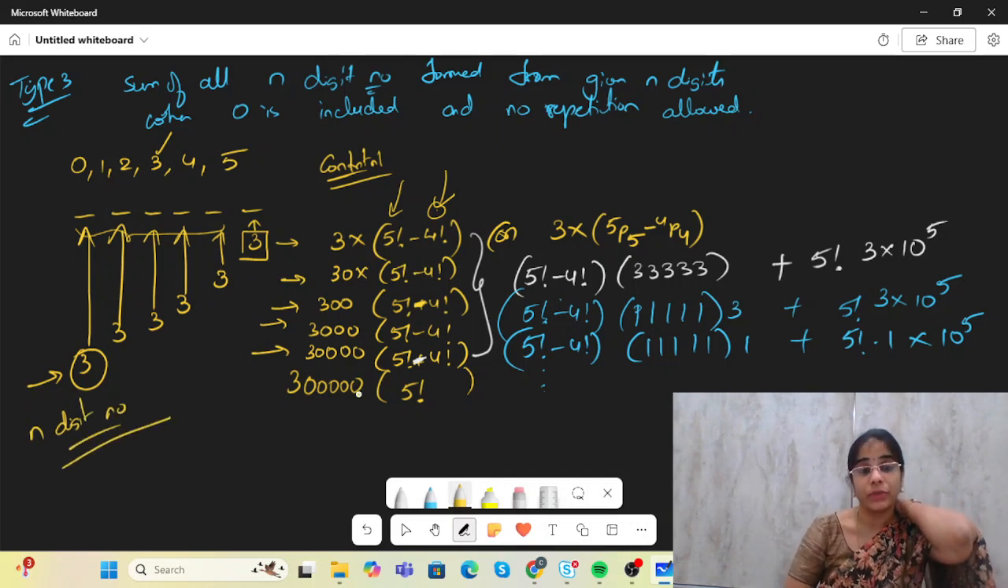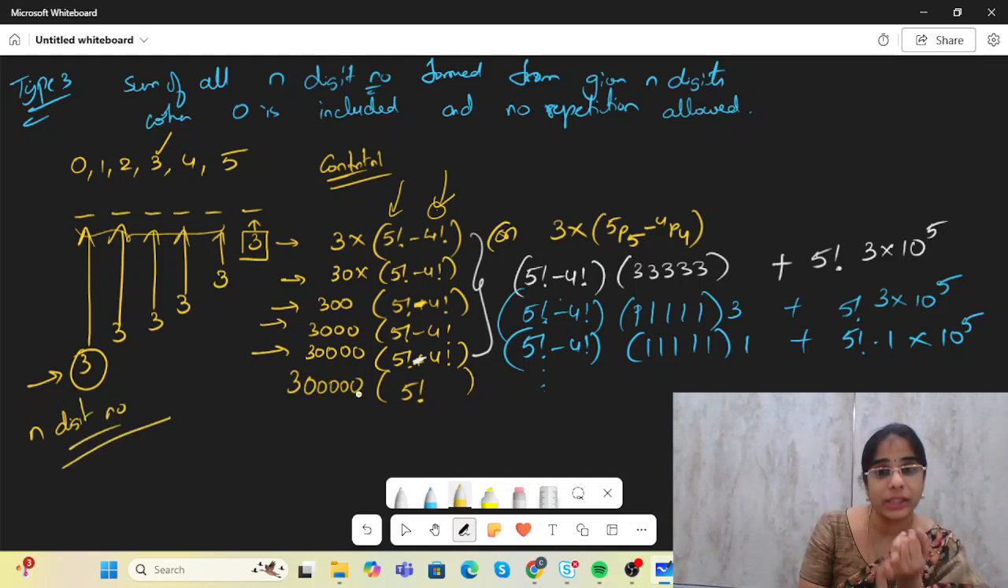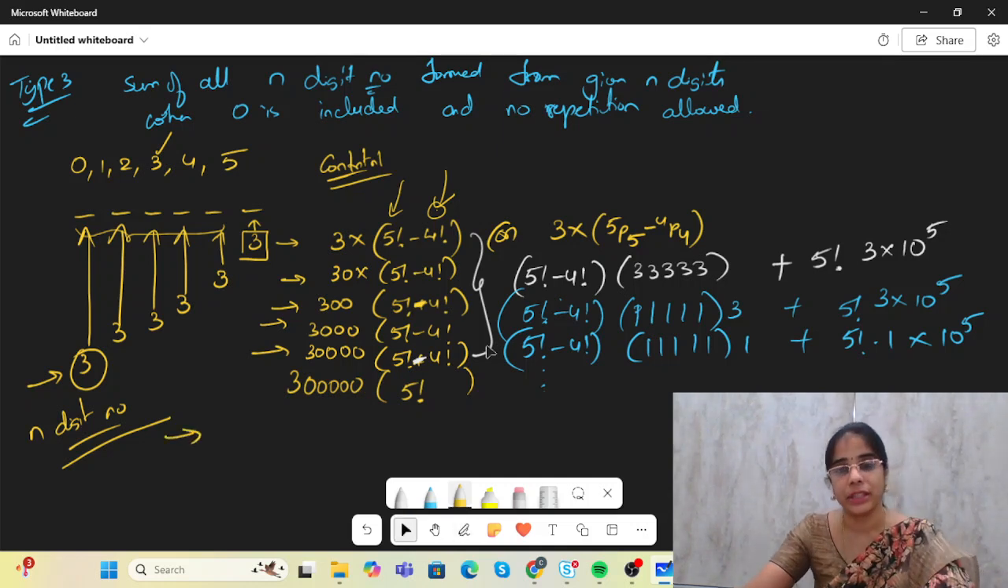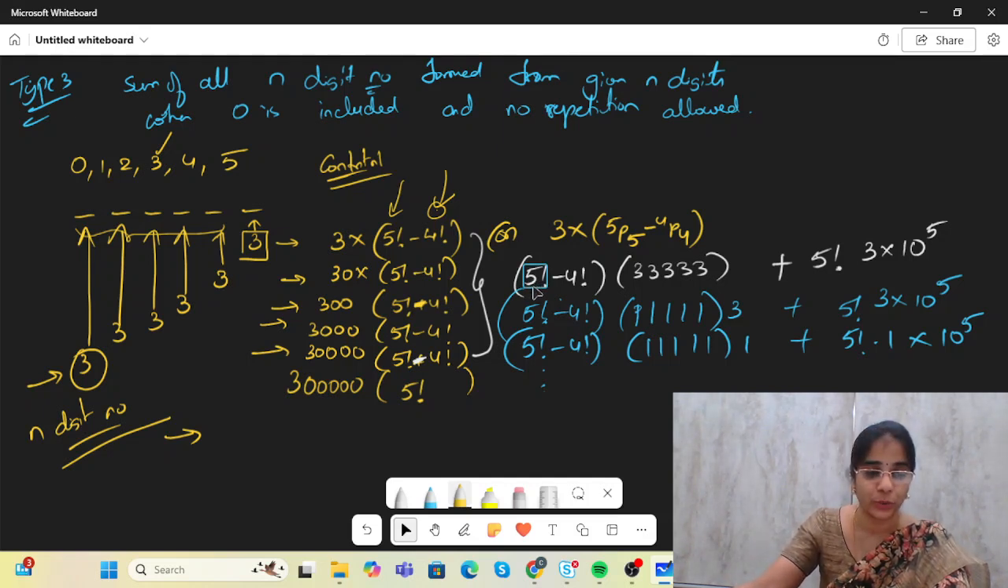So like this, if I am adding, if it is an n-digit number formed from the given n digits where 0 is included and without any repetition, how should I start? Think about it and tell me. See, observe, I am given 1, 2, 3, 4, 5, 6. It's a 6-digit number, started with 5 factorial minus 4 factorial, right? So what do I get?